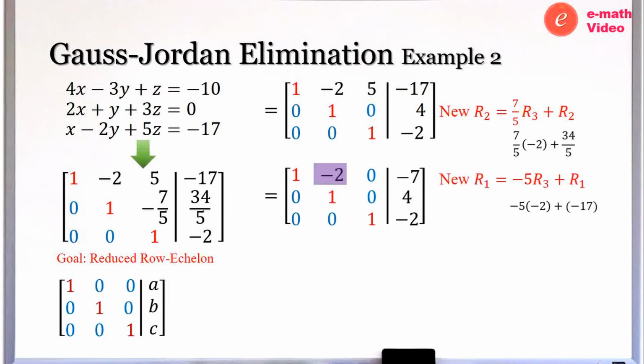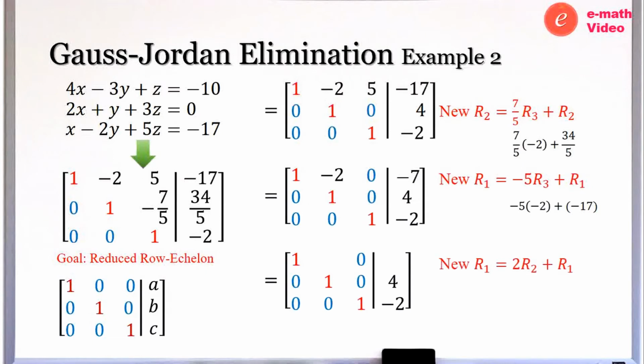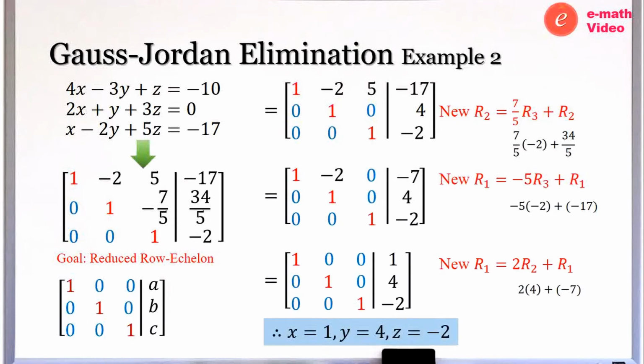Our last target is in this column, so we need the leading one from row 2. New row 1 equals positive 2 times row 2 plus row 1. We know we will get a 0 here. Positive 2 times 4 plus negative 7 equals 1. And that's it. That's the answer.